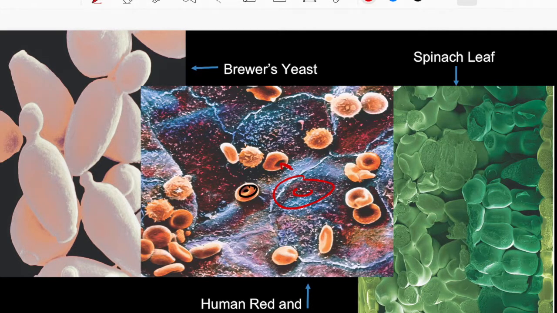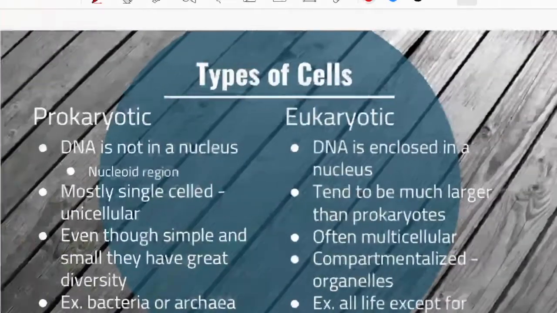Yeast cells. Yeast reproduce through a process called budding. So what you're seeing here is actually a new yeast cell being formed. A new yeast organism forms by growing out of the original yeast organism. And over here you have spinach cells, and with spinach cells we're talking about a plant. So they're going to have structures that red blood cells don't have, and they're going to have structures that yeast doesn't have, which is a fungus.